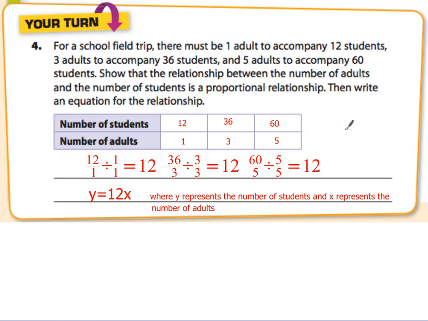All right, so here you should have found that your table would have been 12 students to 1 adult, 36 students to 3 adults, and 60 students to 5 adults. And you should have found that y would represent your number of students and x would represent the number of adults. And that if you took 12 times the number of adults, it should give you your number of students.